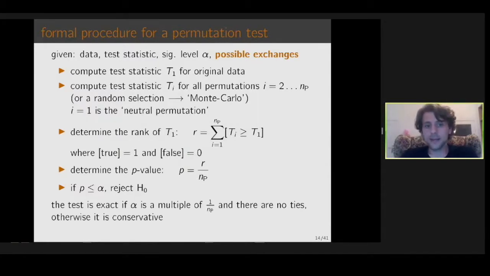This test is exact, as I already hinted in the introduction, if alpha is a multiple of 1 over the number of permutations, and if there are no ties. Otherwise, the test is mildly conservative.